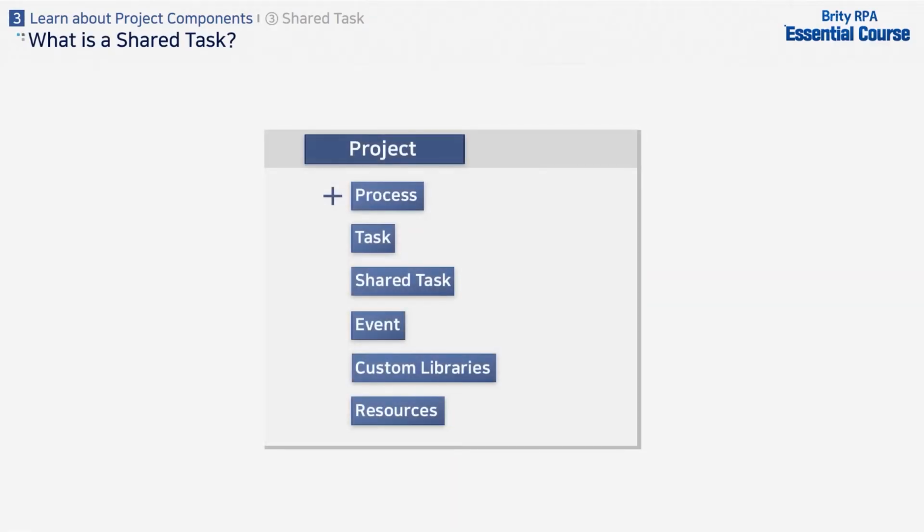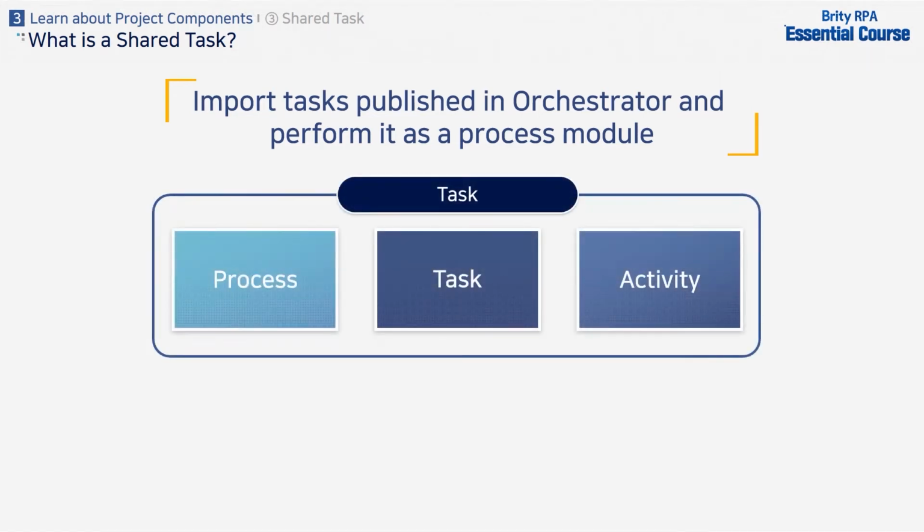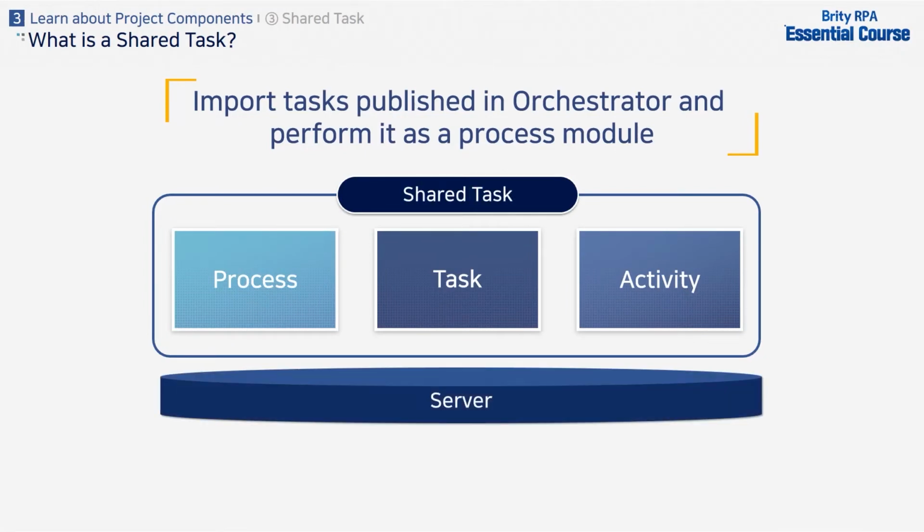Let's continue with a shared task. A shared task is a unit of tasks that imports the task published in Orchestrator, that is, the server, and uses it as an automation scenario module. It has the same components as the task. We call the task created by the general user and published in the server as the shared task.